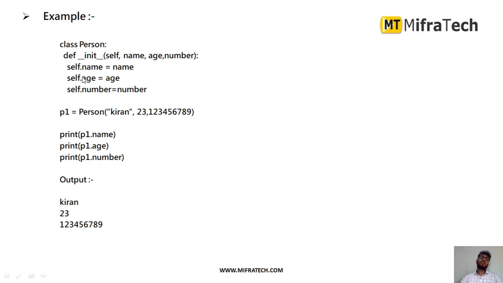So in order to replace this easily, in order to create multiple objects, we can make use of the inbuilt function, that is __init__. So this self will be replaced whenever we create an object. So this is how this class and object creation will work.